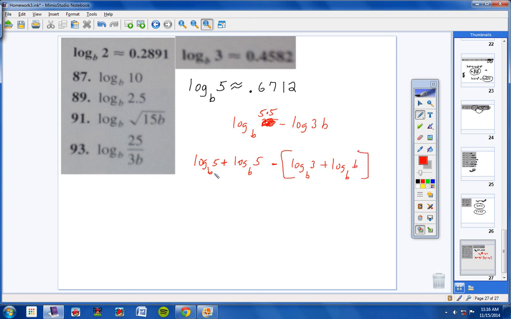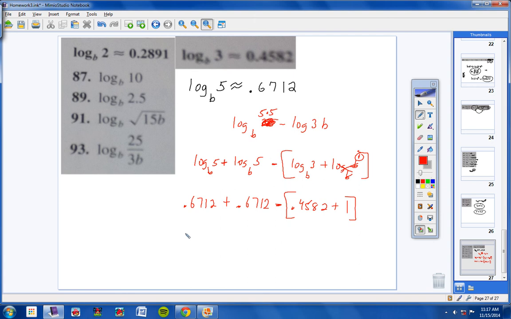Okay? So here we go. Log base b of 5 is 0.6712 plus 0.6712 minus log base b of 3, which is 0.4582. And on the last problem, we just saw that your power here is 1. Whenever your bases match your base, the whole expression equals your exponent, and your exponent is 1. So 1 like this. There we go.